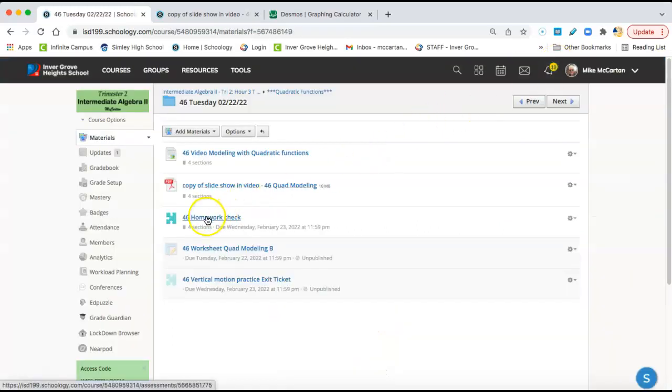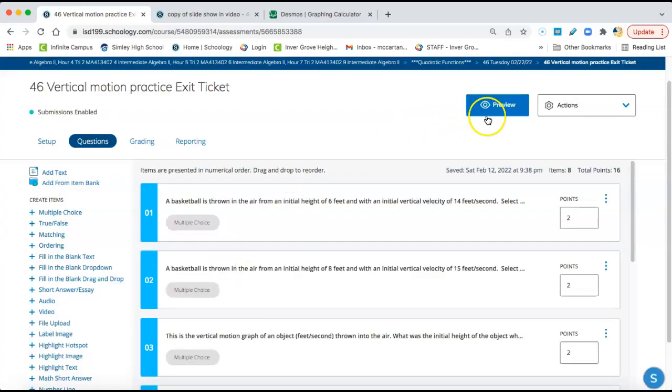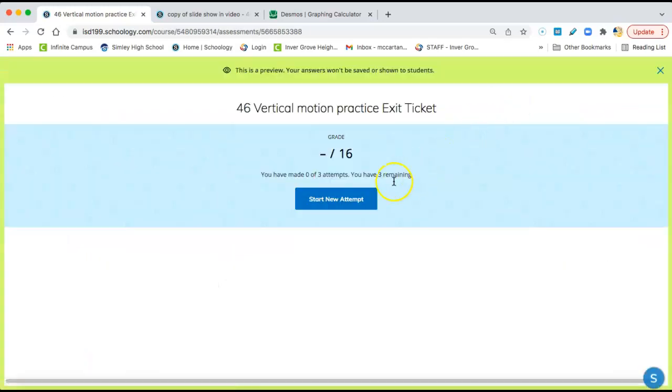That's the homework check. The worksheet, I will print. I will put a key to the worksheet, a copy of the answers worked out. Let's take a look at 46 here, vertical motion. This is the exit ticket.